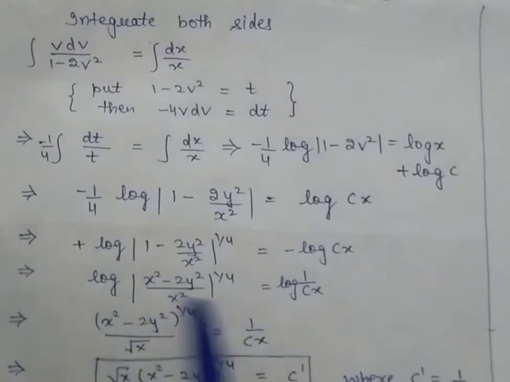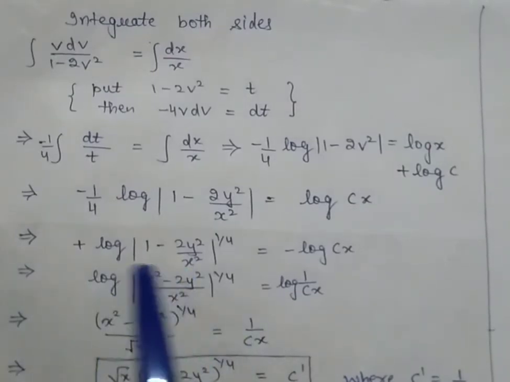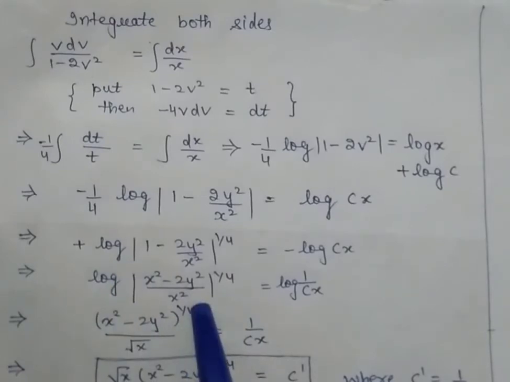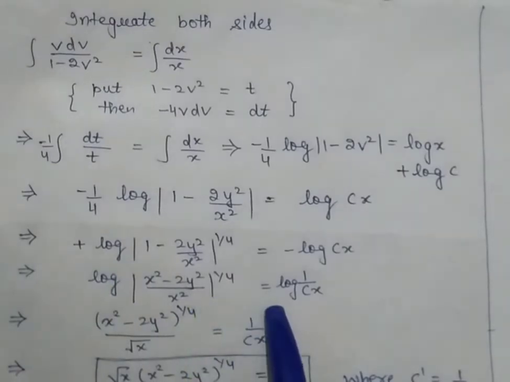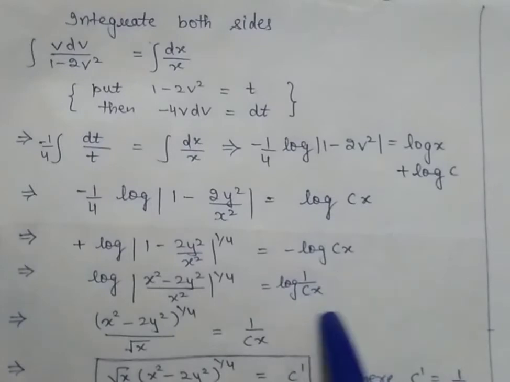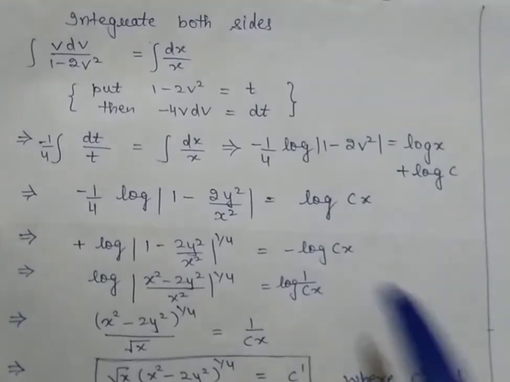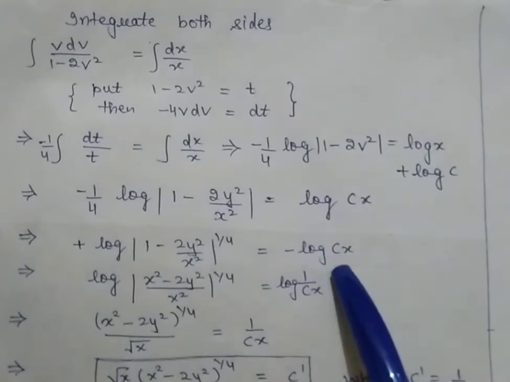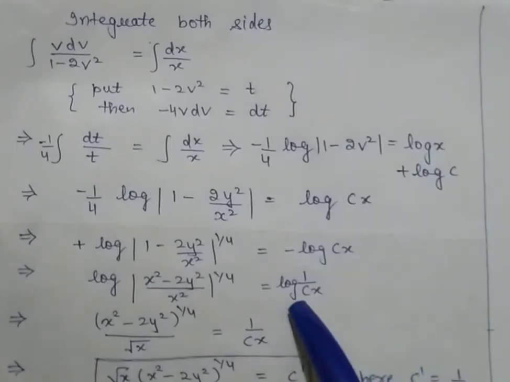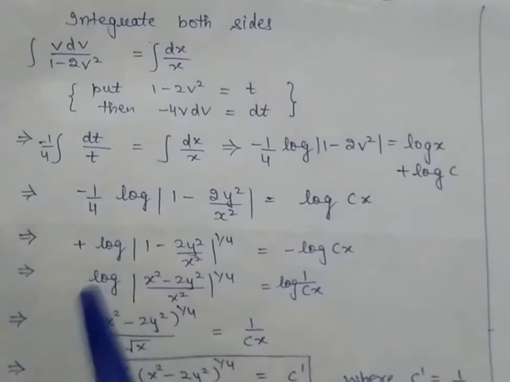Now I take LCM. Log of (x square minus 2y square) divided by (x square) power 1 by 4 equal to log 1 by cx. This is again by property of log. This will become log inverse of cx. So this is log 1 by cx. Now I can cancel log both sides.